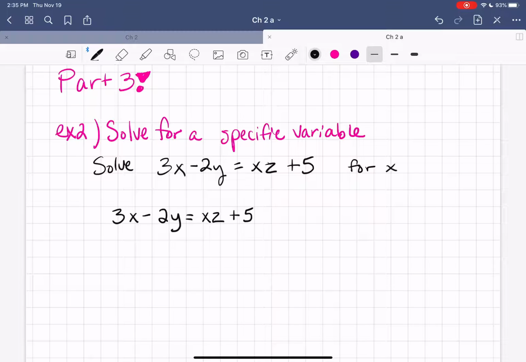So they want me to solve for x. First thing I have to do is find x. Okay, this is my x. Oh, but so is this. Okay, so already things are interesting because I have x in 2 different spots. I need to get x on the same side by itself.